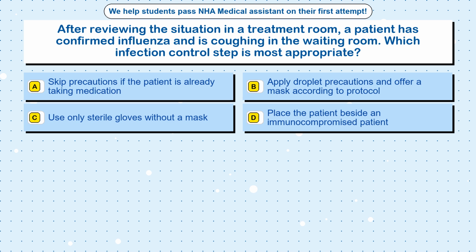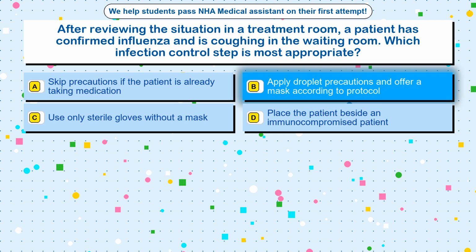Option A. Skip precautions if the patient is already taking medication. Option B. Apply droplet precautions and offer a mask according to protocol. Option C. Use only sterile gloves without a mask. Option D. Place the patient beside an immunocompromised patient. The correct answer is option B. Apply droplet precautions and offer a mask according to protocol.